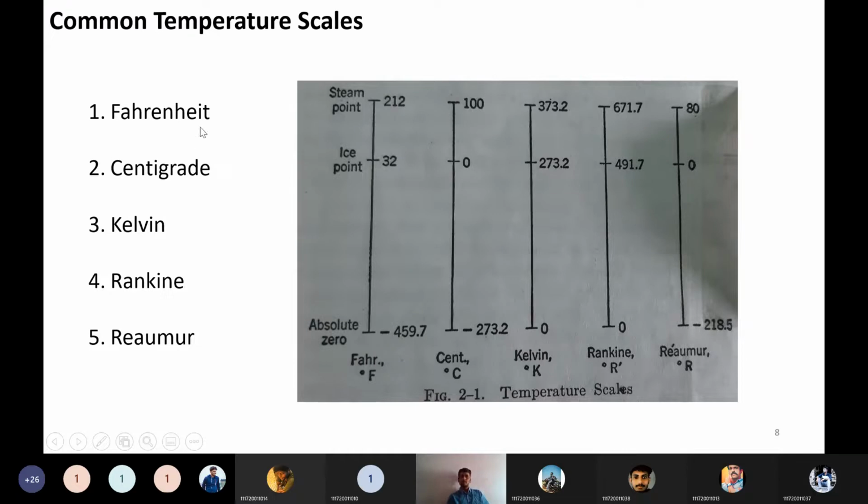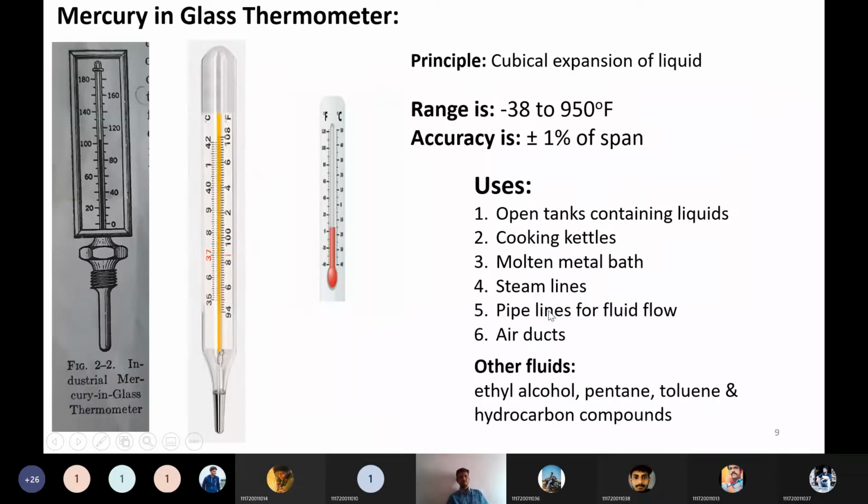To give those units and their operating ranges, we have five different temperature scales, popularly employed in every industry depending on the industry type. The first one is the Fahrenheit scale, then the centigrade scale, Kelvin scale, Rankine scale and Reaumur scale. According to the different scales, we have an ice point, absolute zero and steam point. Different scales have different ice points, steam points and absolute zeros according to this chart. Next is the mercury in glass thermometer.